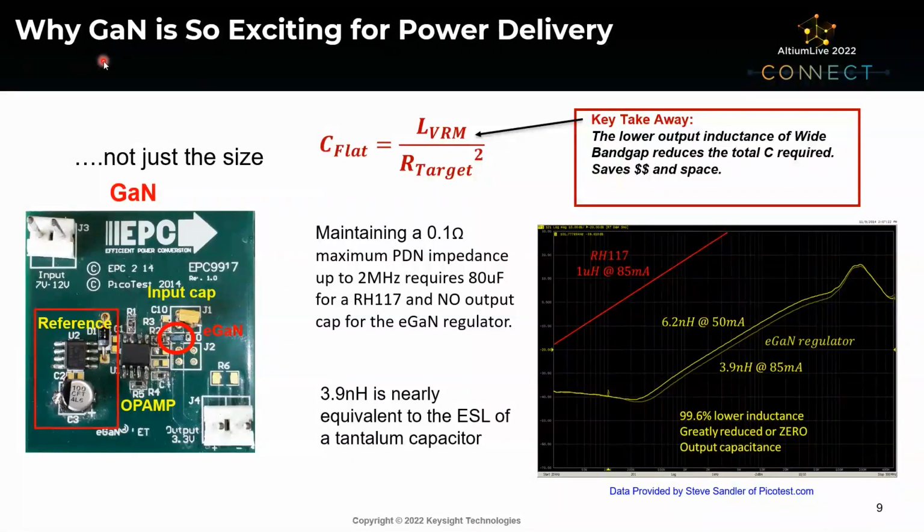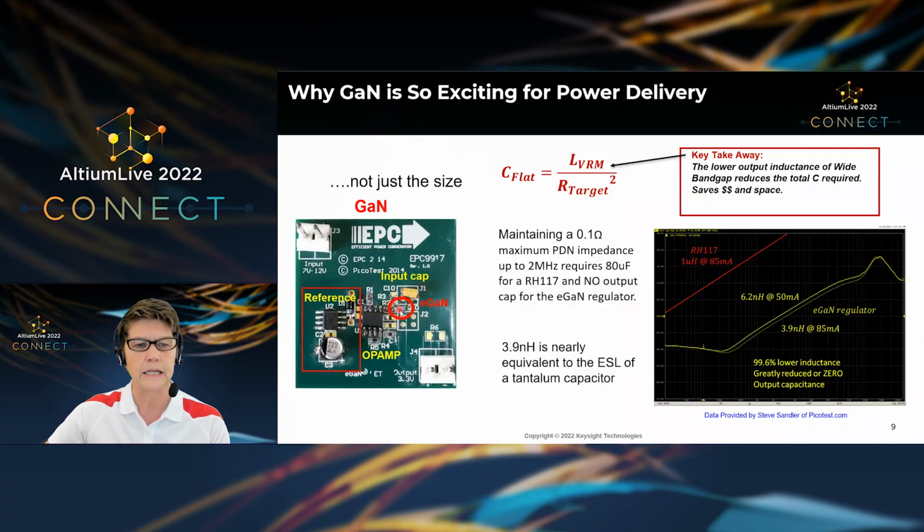Now, we just saw how we can create rogue waves on the power delivery network if the impedances aren't flat. And that explains why it is so important to select the correct capacitors. I'd like to make a quick comment about wide bandgap gallium nitride technology that you're going to start to see more and more of in the power delivery world. You can see a picture here on the left. This is the EPC eGaN device and how tiny it is here.